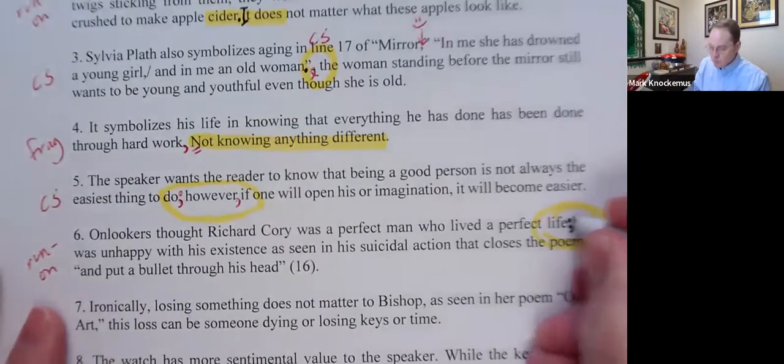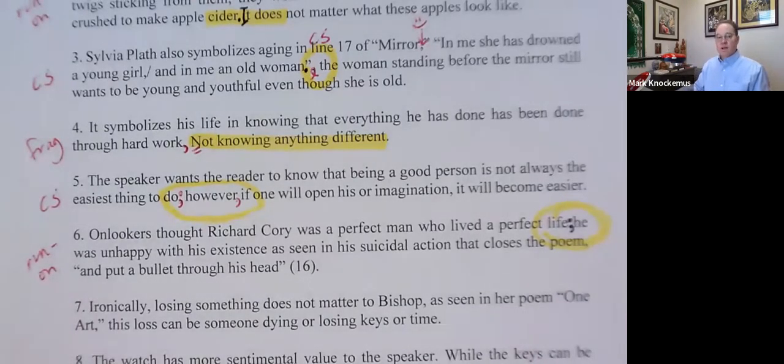Can we use a semicolon all by itself to fix a run-on? Survey says yes, we can.